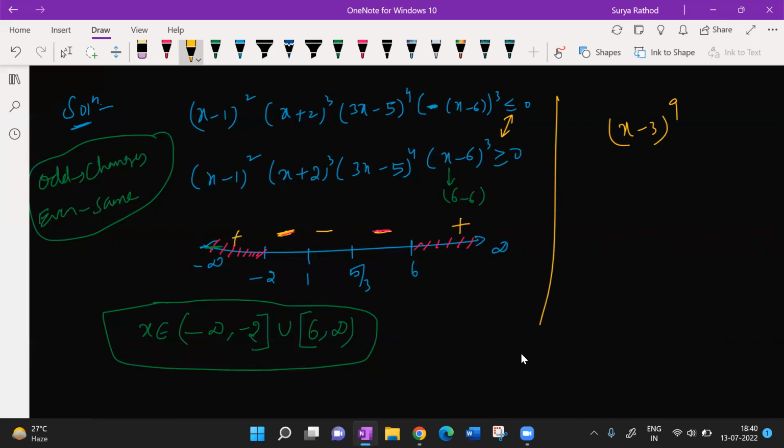Sorry, not x minus 3. I'll give you a simple question. You have to tell me now. 9 minus x whole to the power of 6 less than or equal to 0. Now, does the inequality change or not? Tell me. The coefficient of x is negative. No, sir, it does not change, because the power is even.